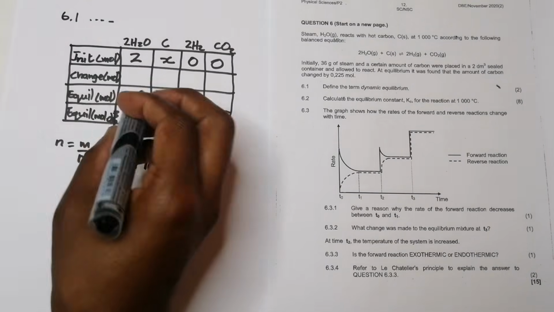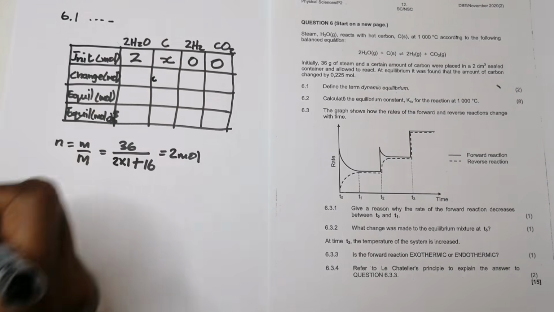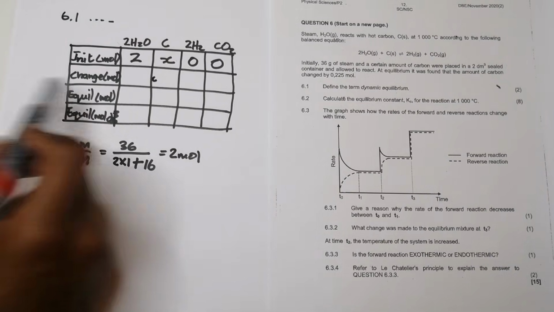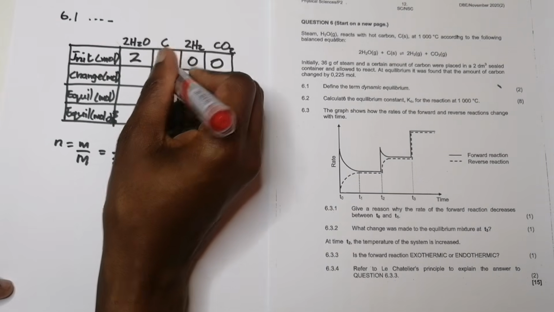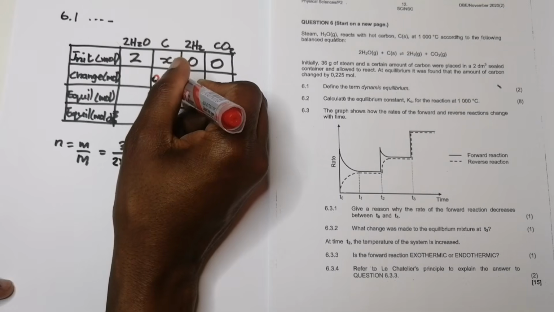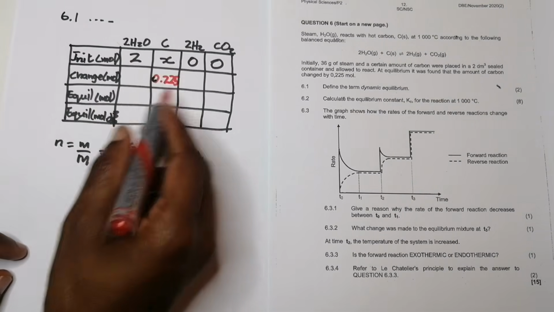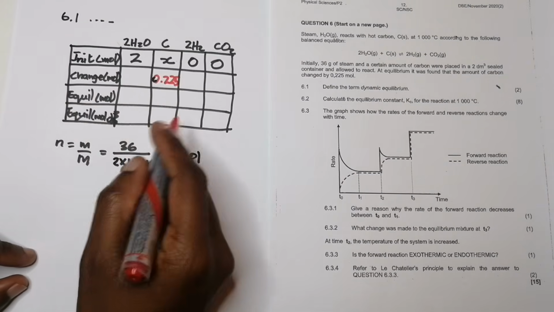Okay, in fact, let me use a different color, because I always prefer that in this second column, because remember, this is where the reaction takes place. So the amount of carbon that was used is 0.225. I squeezed my numbers quite tightly there. I should have actually made my table a bit bigger.